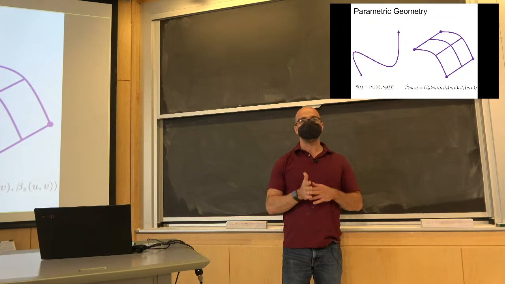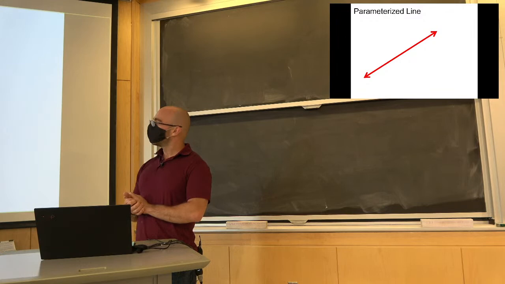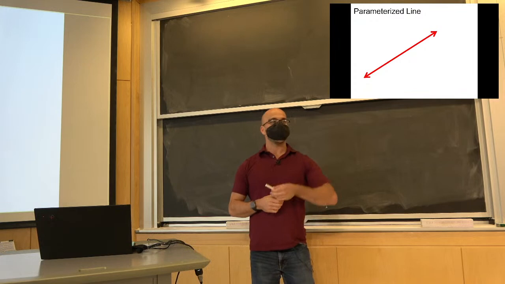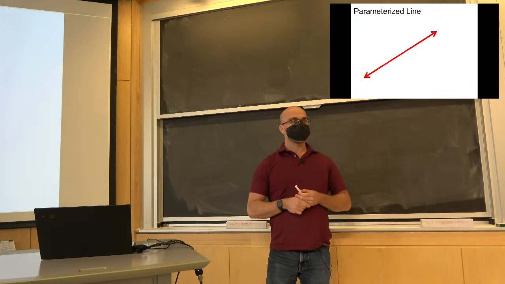Okay, so let's do an example. How would I parameterize a line? How do I make gamma of t for a line? Does anybody have any idea? What kind of function? Yes? If I want to represent both dimensions at the same time, I'd use a vector plus our parameter t times a different vector. The first vector would be our support, and the other vector would be the direction. That sounds like a good idea.